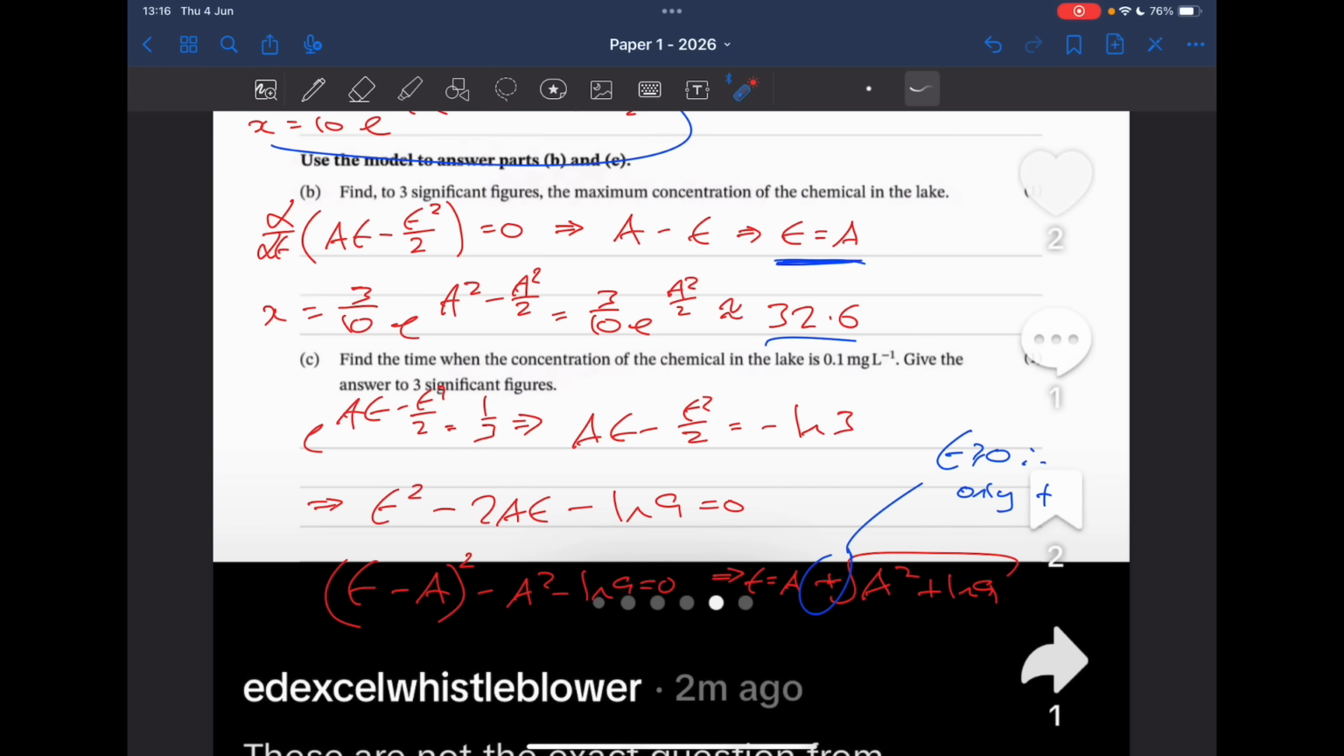You could obviously just write down as well, we know that t is greater than or equal to 0, therefore t is only equal to the positive version. Anyway, you want to write that down, should be all good.